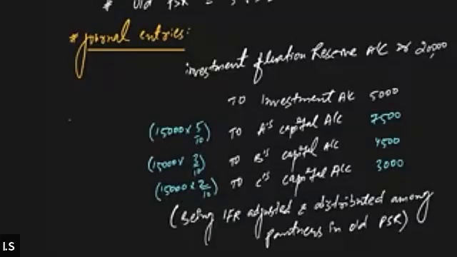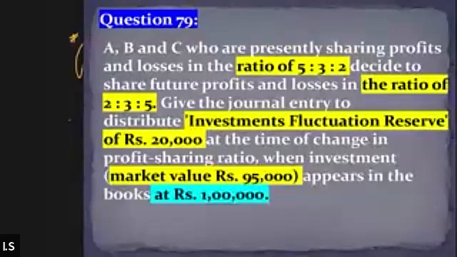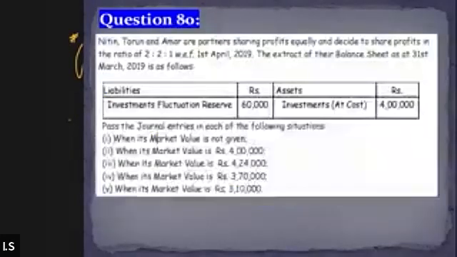Anyway, so this was all about question number 79, and I have one more question. Question number 70. So question number 70 is stating that Nitin, Tarun, and Amar are partners sharing the profits equally and decided to share the profits in the ratio of 2:1. So there is a change in the profit sharing ratio. That means reconstitution is taking place. The extract of the balance sheet is given.